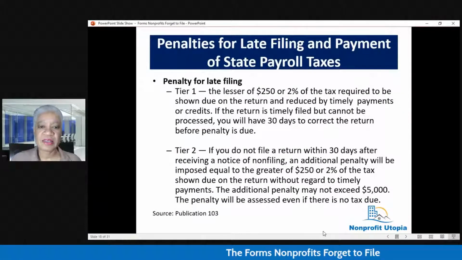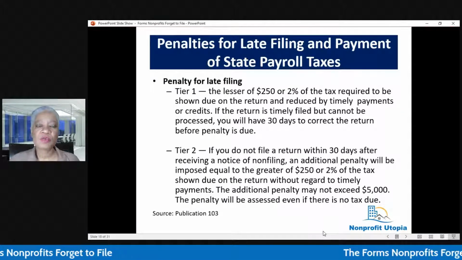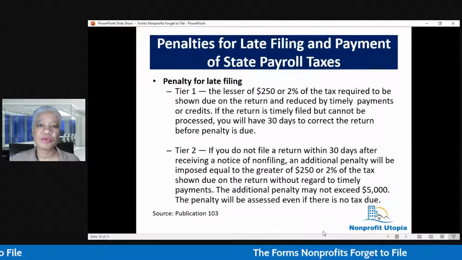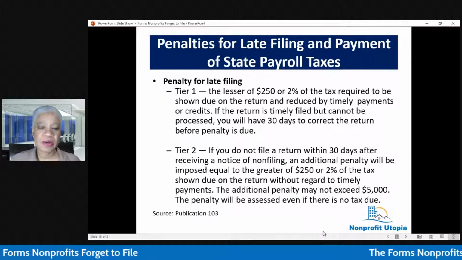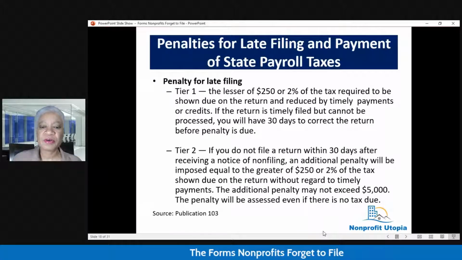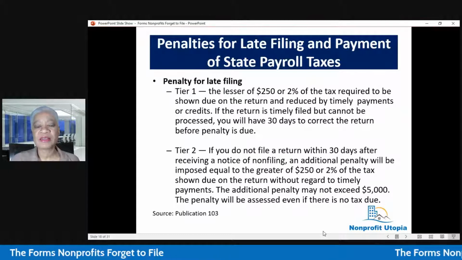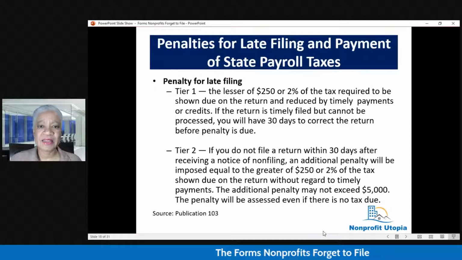All right, so in the state of Illinois, you've got the penalty for late filing state payroll taxes. Tier 1 is the lesser of $250 or 2% of the tax required shown due. So 2% of whatever you owe or $250. If the return is filed on time, but for whatever reason, you might have made a mistake, it can't be processed, you have 30 days to make the correction. Otherwise, tier 1 is going to kick in.